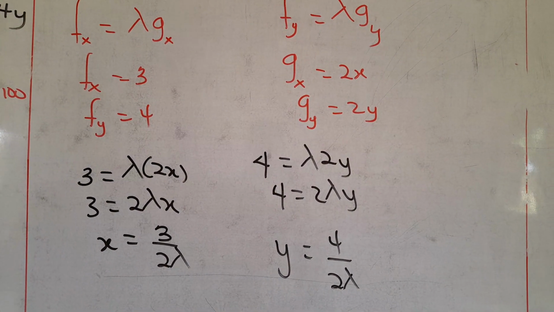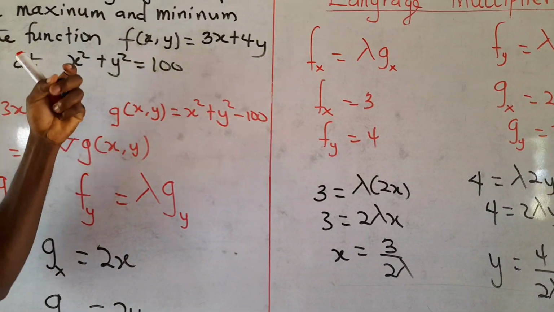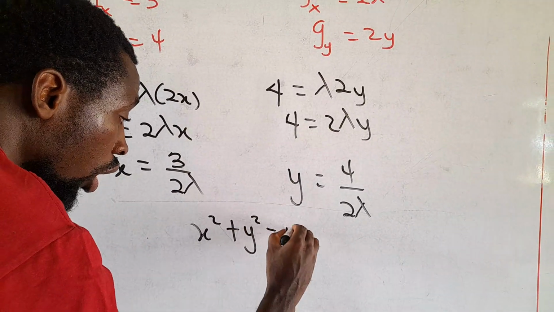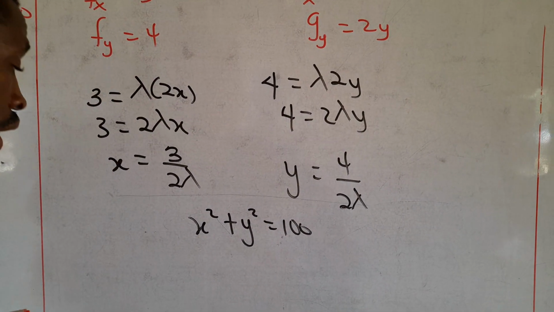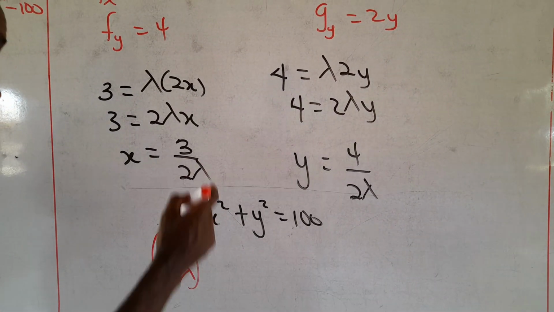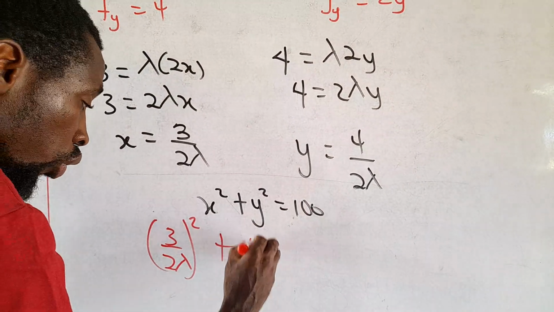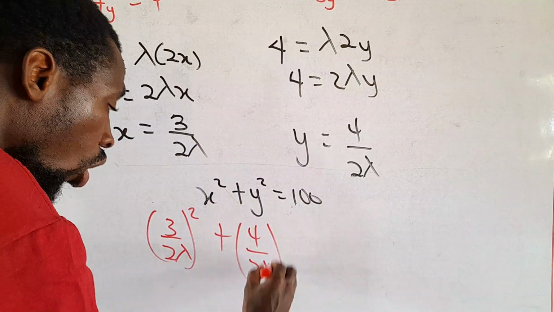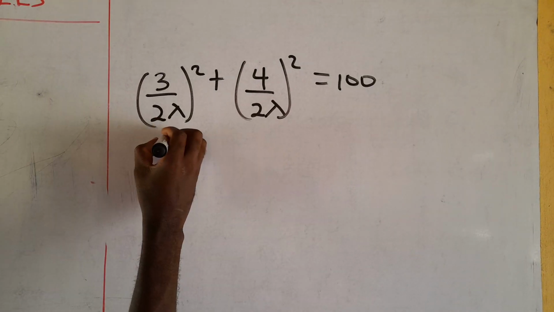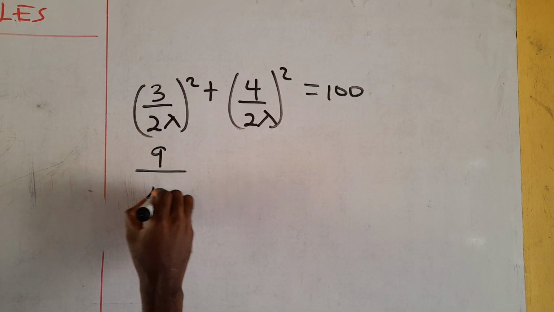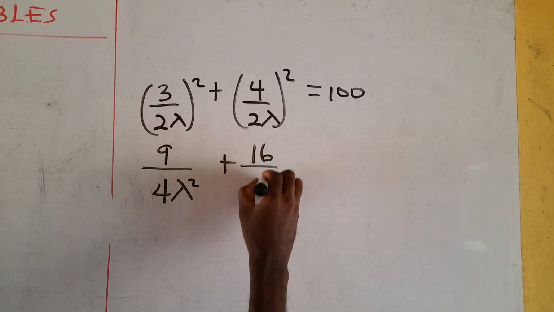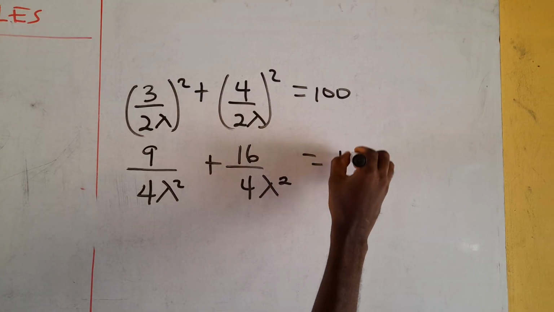In substituting this into our constraint, which is x squared plus y squared equal to 100, we'll have 3 over 2 lambda all squared, that's the value of x, then plus the value of y, which is 4 over 2 lambda all squared, equal to 100. When we solve this further, we'll get 3 squared, 9 over 4 lambda squared, plus 4 squared, 16 over 4 lambda squared, equal to 100.